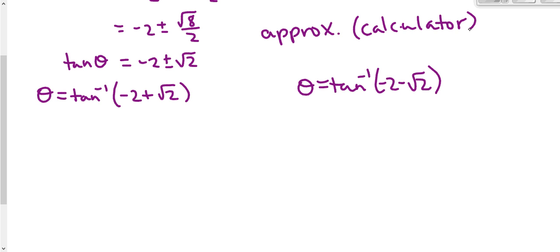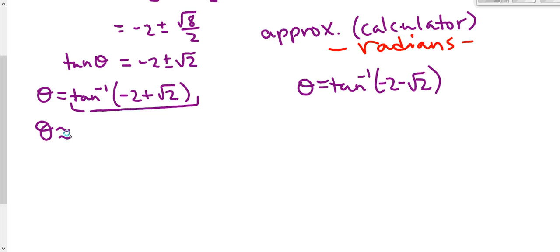So grab your calculator, make sure it's in radian mode. Go to mode, make sure it's in radians, not degrees. And then just type in this whole thing, and you're going to get approximately, that was a fancy theta I just made, approximately negative 0.53 radians.